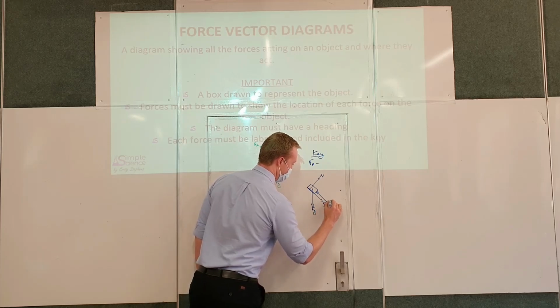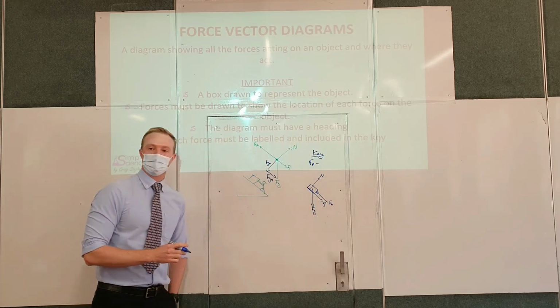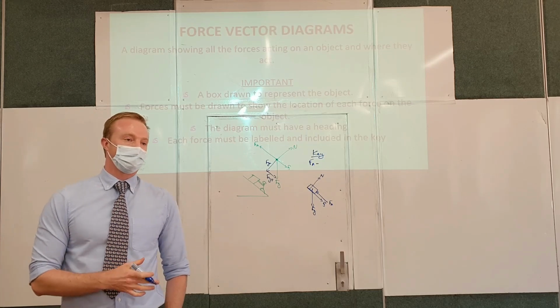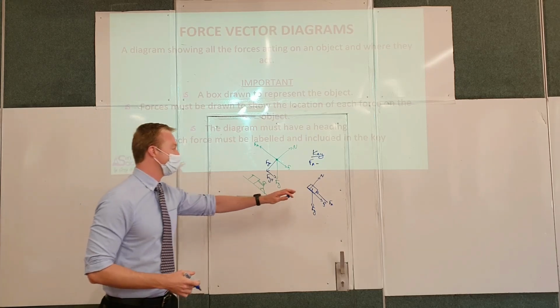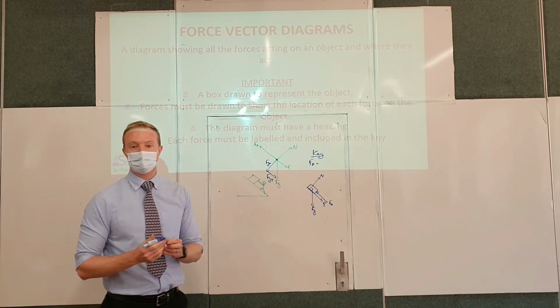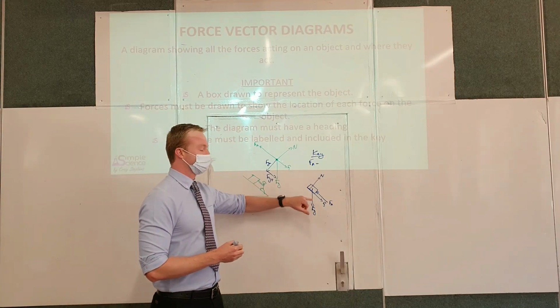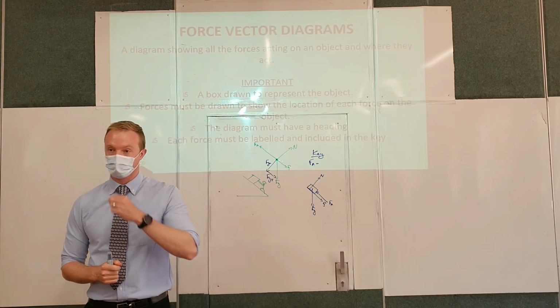So once again, this is not a very common type of diagram to come up, but it is one that you can be asked. And the only difference here is that you have a box representing the diagram and that you show exactly where that force acts on the object.